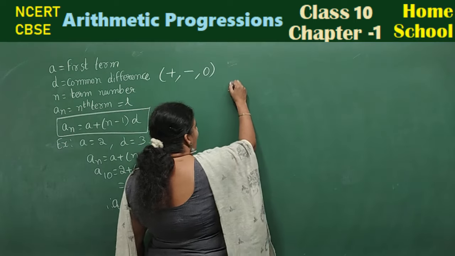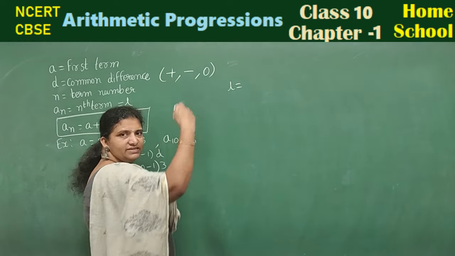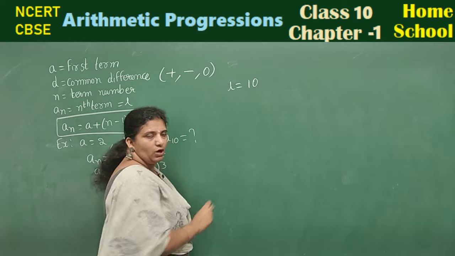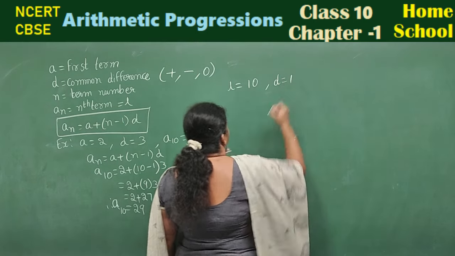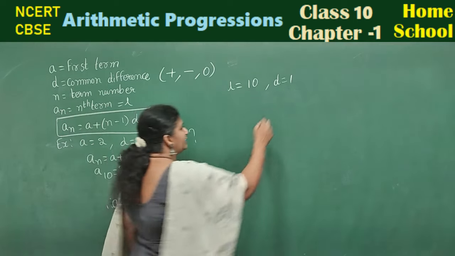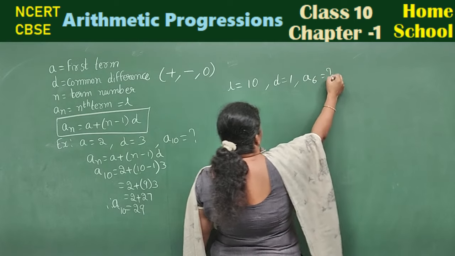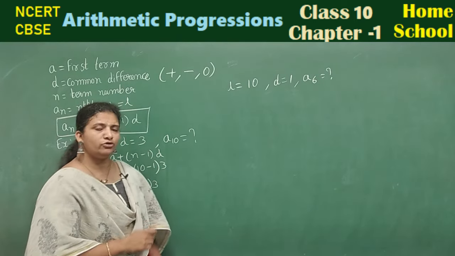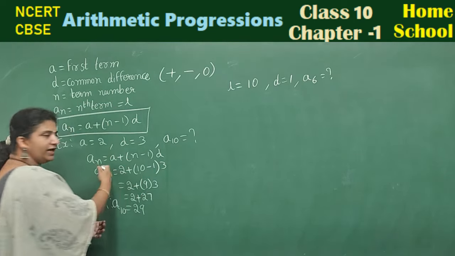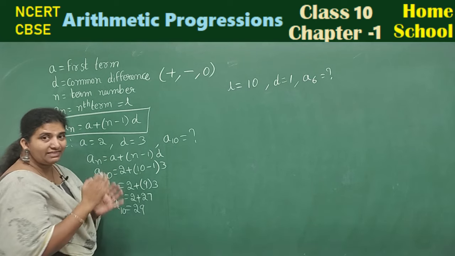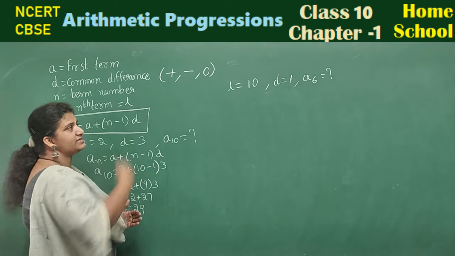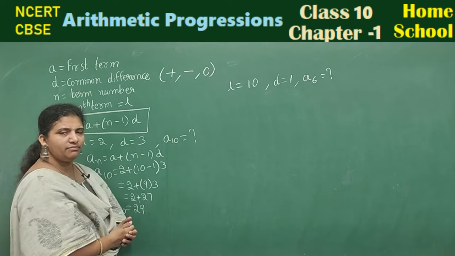Suppose you know the last term, in the sense the an value. The last term is known, suppose it is 10, and the common difference is 1. Find the sixth term. That means A6 is equal to how much? Which formula are you going to take? I don't have A. From the first term, you would take A plus n minus 1 into d. But the question says, from the last of the sequence, going backward, find the sixth term. How can I find it?